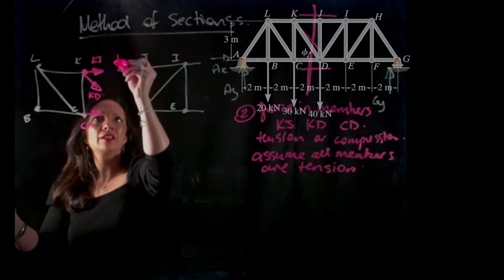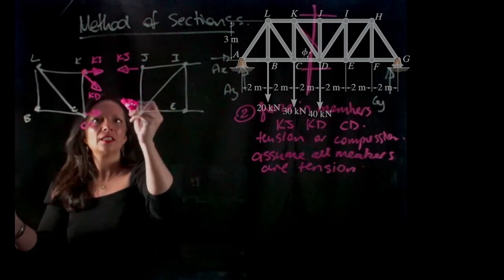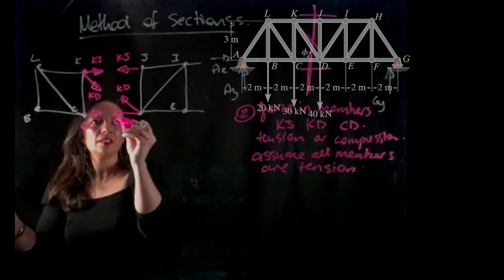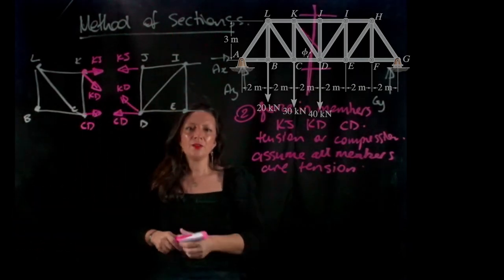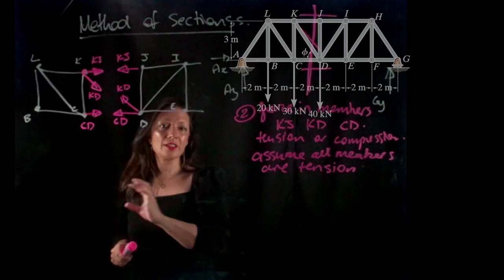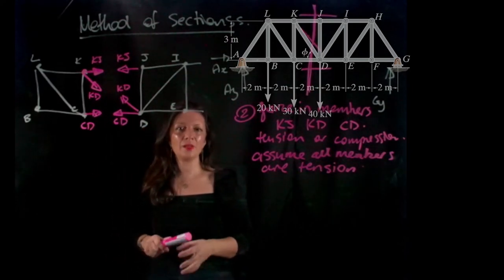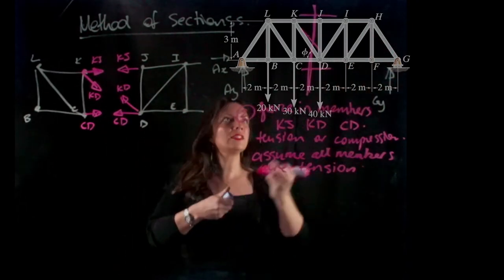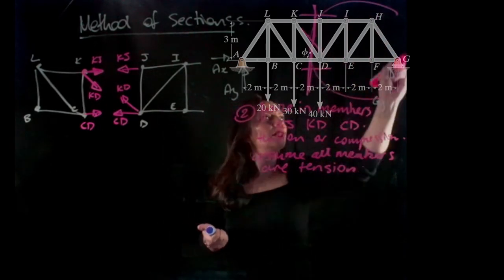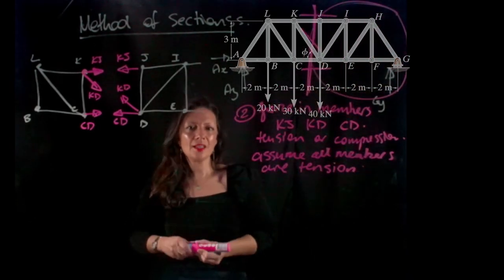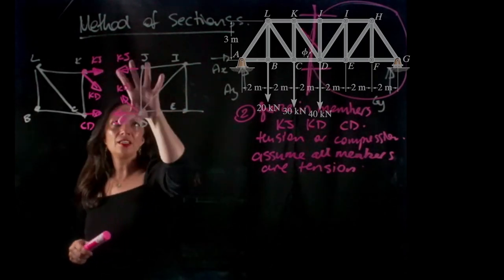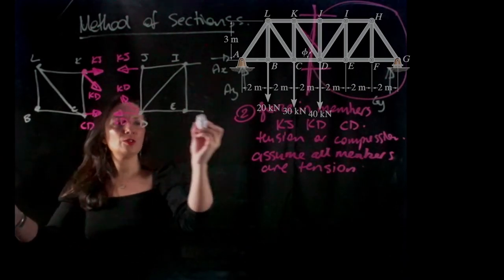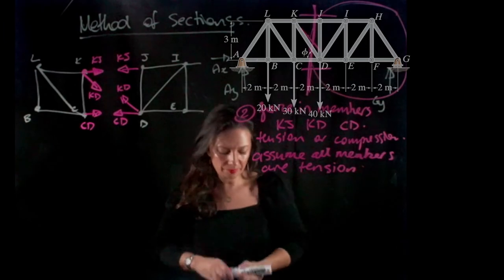So this side we have JK, KD, and CD. So it doesn't matter which side of the truss I solve, it's going to come out exactly the same. So in this problem, I'm actually going to solve it on this side of the truss. Okay? So what do we have? If we take a closer look here, let me just draw this completely into a free body diagram.